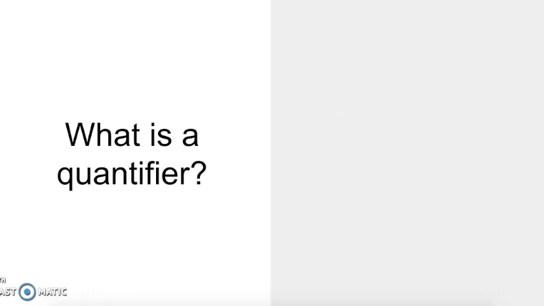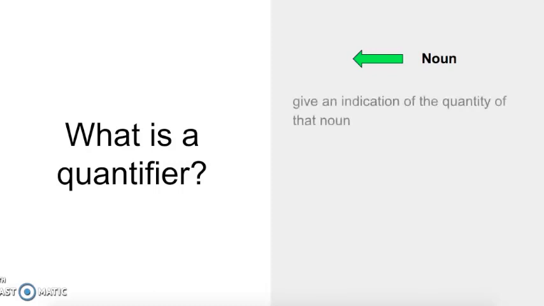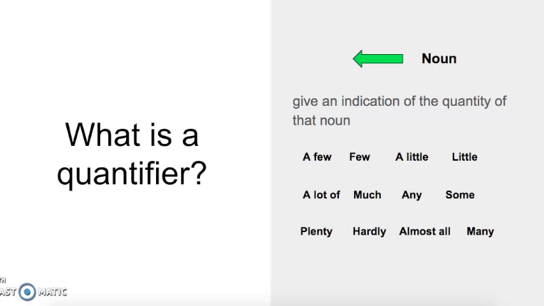So what is a quantifier and where does it come in a sentence? Well, it normally comes before a noun and it gives an indication of the quantity of that noun. So what is a quantifier? A few, a little, a lot of. Can you think of some sentences that you could use using these quantifiers? Have a little think.